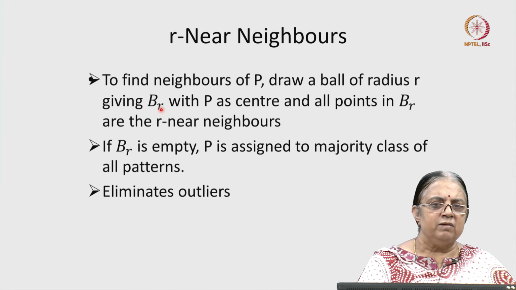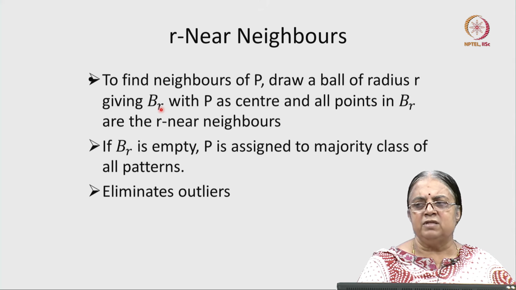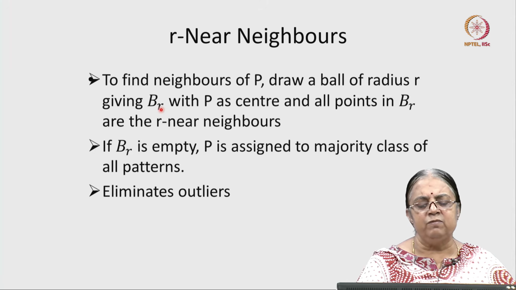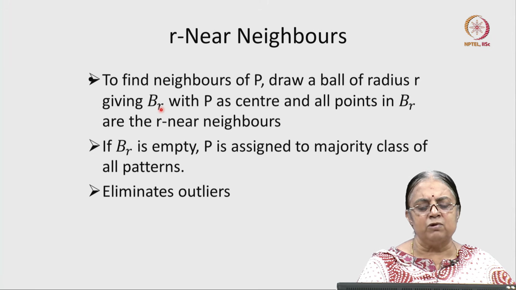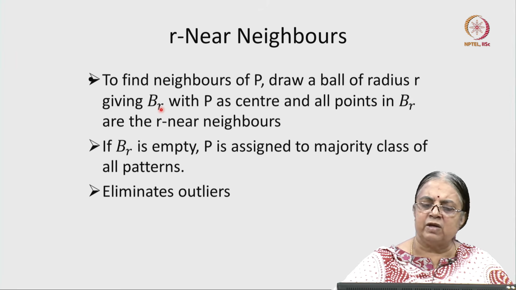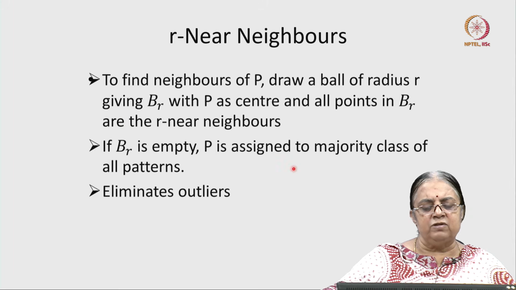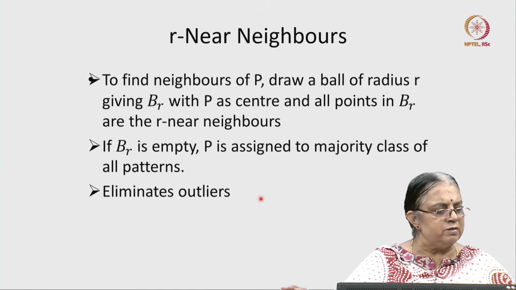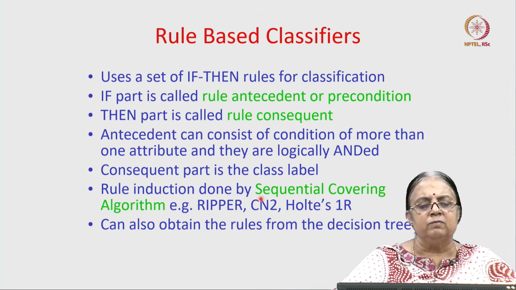What happens here is that in case the neighbors are too far away, taking k nearest neighbors does not make sense. So in one way taking a radius helps because it eliminates all the outliers that you have, and if your BR is empty, it assigns the pattern to the majority class. That is how it takes care of ties or where it is not able to assign. So, this is what is called the nearest neighbor algorithm.